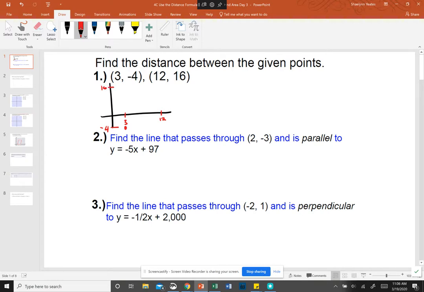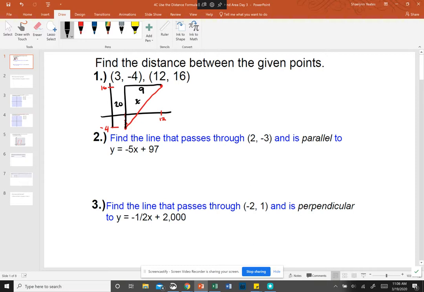Now, this doesn't need to be perfect. It just needs to be a picture that'll help you visualize what's going on. So there's my line, and I want to know the distance of this line. So I know that from 3 to 12 is really 9 long. And I know that from 16 to -4 is really 20 long.